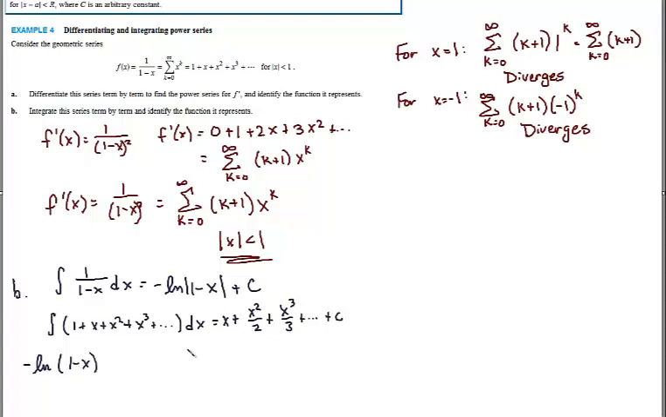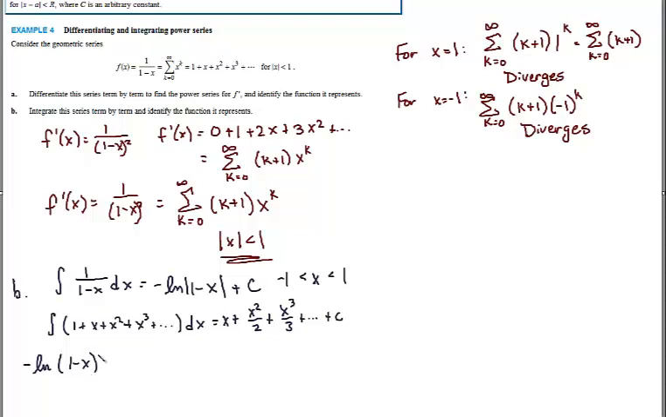Now we're going to have to choose that x be strictly less than 1 for this, because it diverged at the endpoint. And strictly greater than negative 1, because that is our interval of convergence.